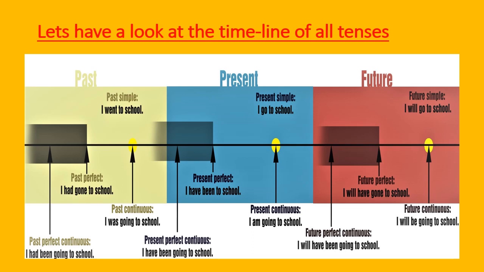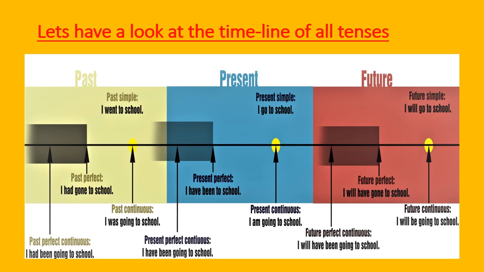Present simple, a general, ongoing, regular or a scheduled activity. That is present simple tense. For example, I go to school. Here we can add, I go to school to take English classes every Monday.